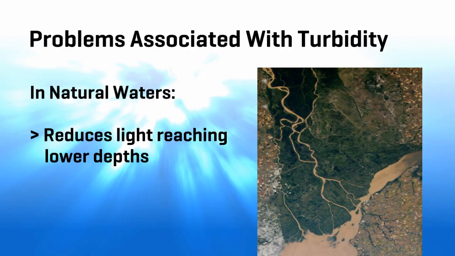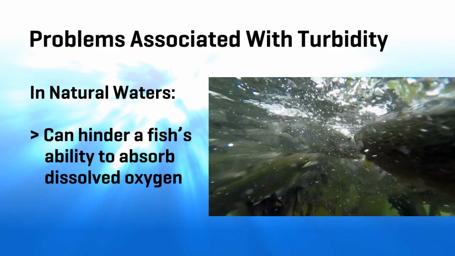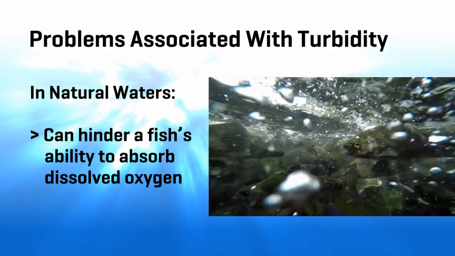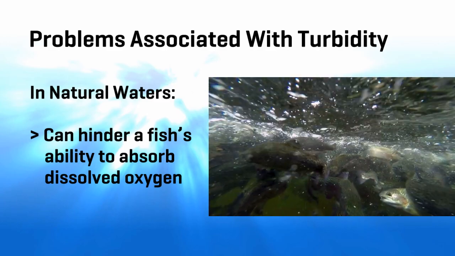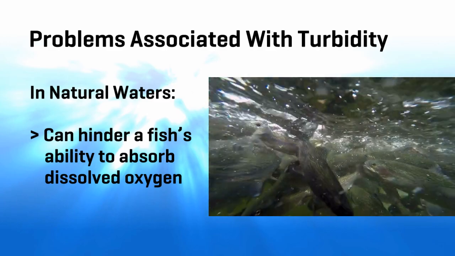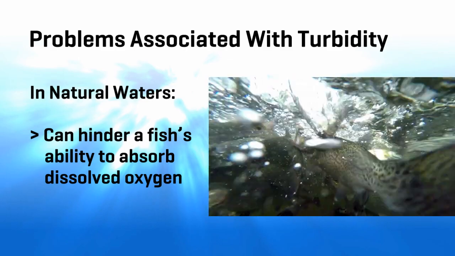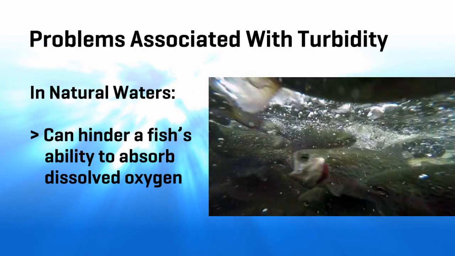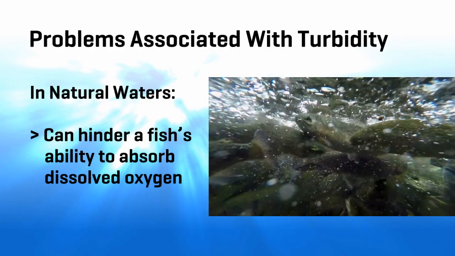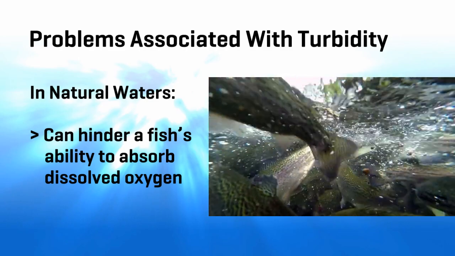Natural waters, it's more of a case of if waters become very, very turbid, light can't penetrate all the way through, so that's bad for aquatic life and plants, things of that nature. It can also, if there's too much stuff floating in the water, be tough for fish to filter through their gills and to get oxygen. So again, it's a good indication of how healthy that natural water is.